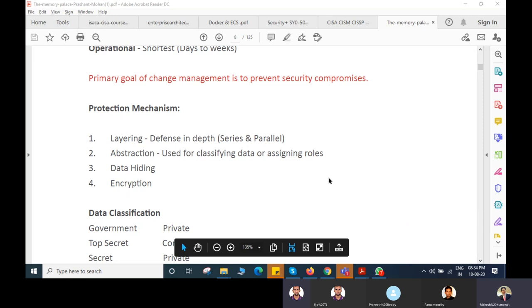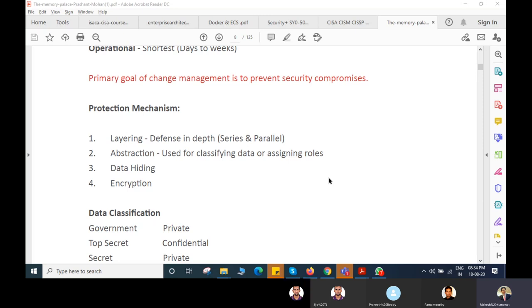And the change management team is going to check what the security compromises in the company are. So in protection mechanisms, we have layering, defense in depth, series and parallel. If you're talking about security parameters, we have the seven layers of OSI. If you're talking about implementation of next generation firewalls, we're talking about layer 1 to 7 security parameters. So suppose you're working on the security layers, yes?